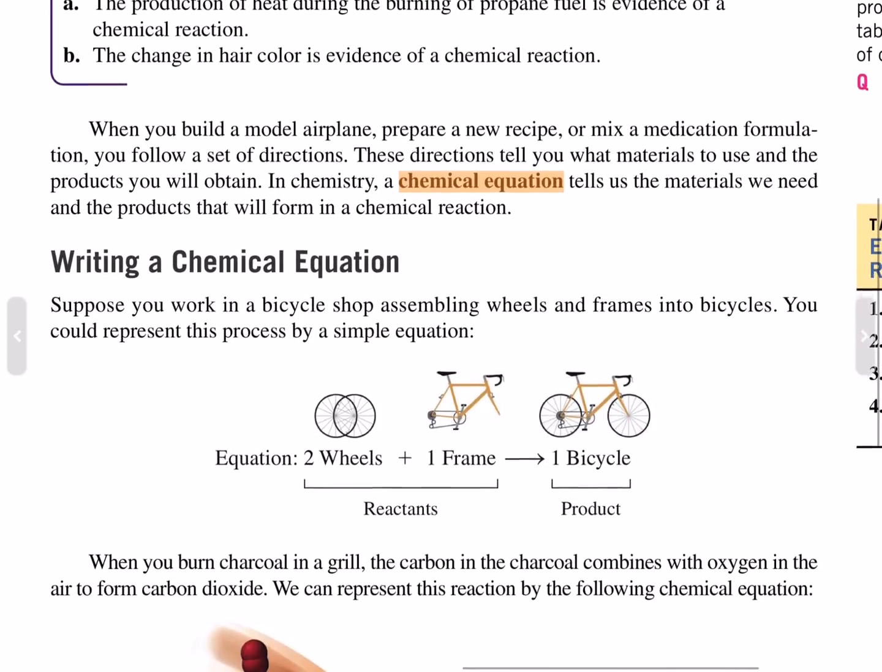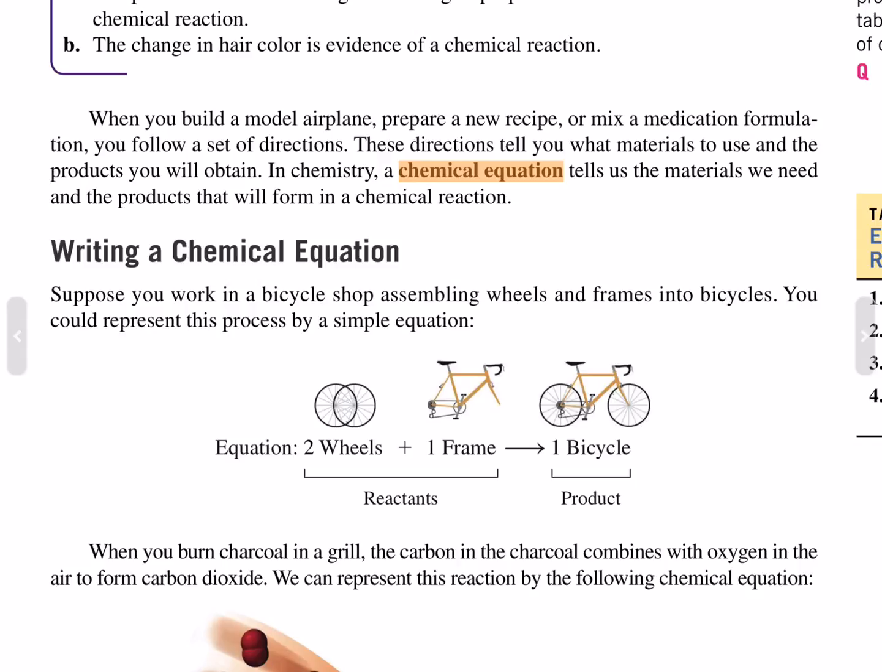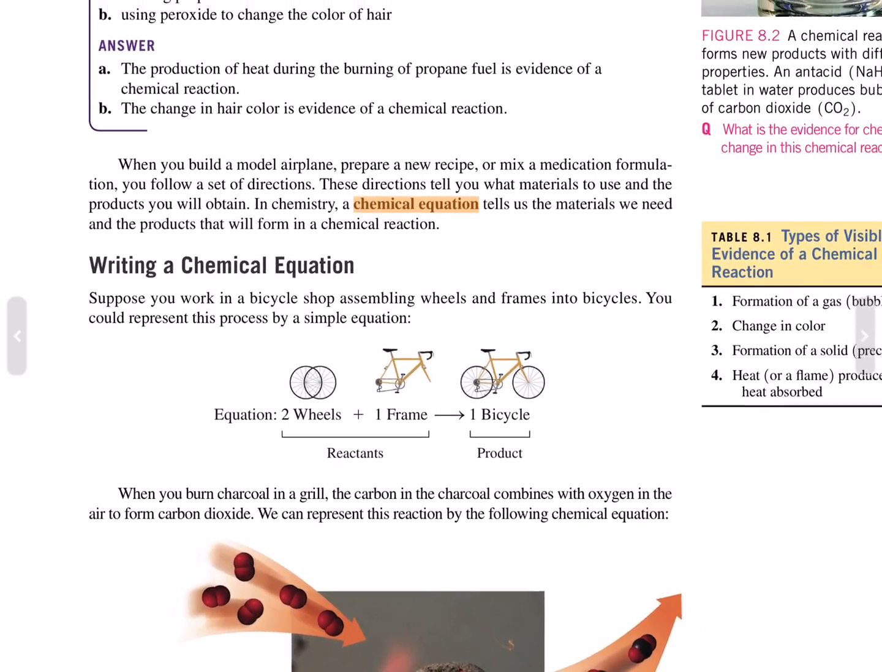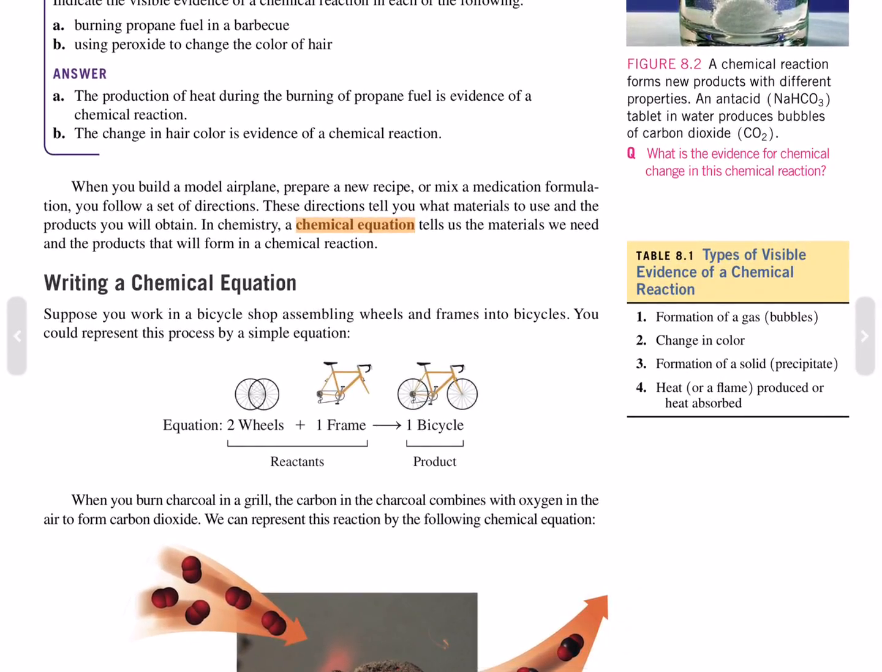When you build a model airplane, or prepare a new recipe, or fix a medication formula, you follow a set of directions. These directions tell you what materials to use and the products you will obtain. In chemistry, a chemical equation tells us the materials we need and the products that we will form in the chemical reaction. Table 8.1 Types of visible evidence of chemical reaction. 1. Formation of gas. 2. Change in color. 3. Formation of a solid, precipitate, heat or a flame produced or heat absorbed.